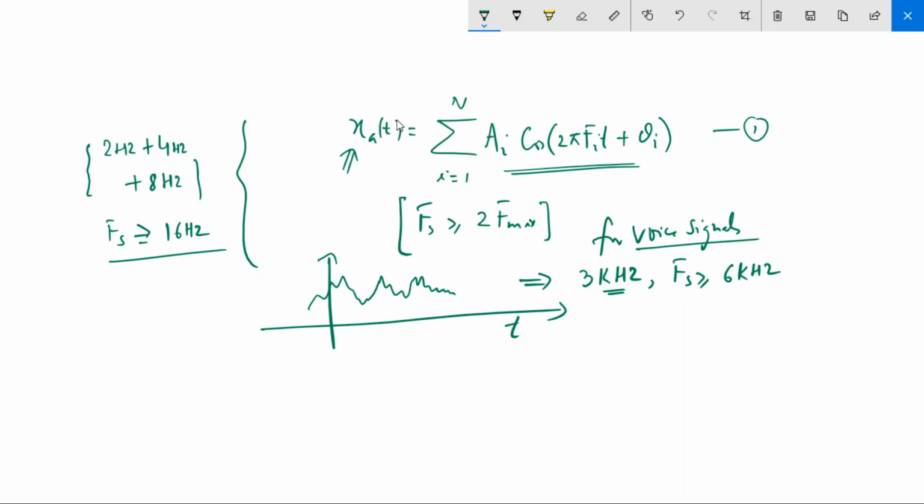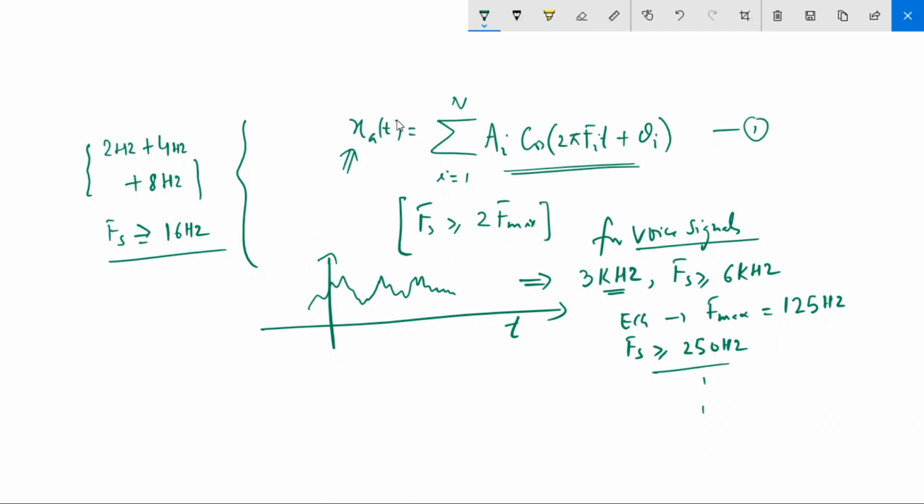Similarly, for a biomedical signal, maybe an ECG signal, the maximum frequency can go up to suppose 125 hertz. It is a low frequency signal. So the sampling rate must be greater than or equal to 250 hertz. And similarly for any other signal. If you say a video signal, it has a bandwidth of 5 megahertz. So accordingly, you can choose a sampling rate beyond 10 megahertz and so on.